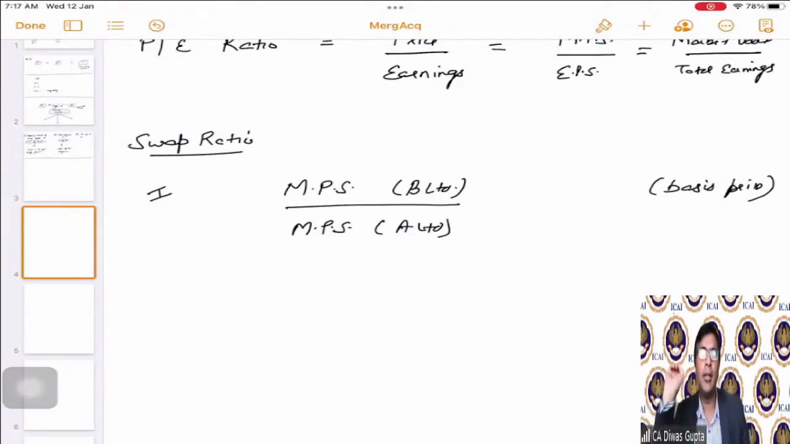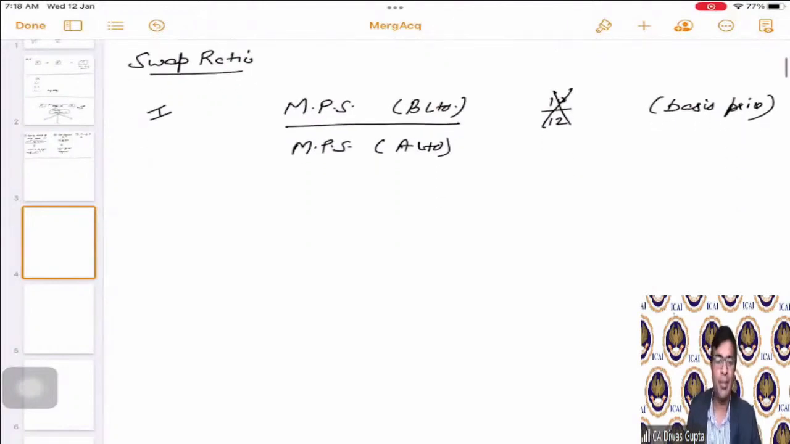This is a very simple calculation in which we take the current market price of the target company and the current market price of the acquiring company, correct? We will come to know, if there is 10 rupees worth of market price that I am acquiring, and my current value, because I am the acquirer, is 12 rupees, then I will be able to pay 10 by 12 as a ratio. Okay. So this is the MPS basis price swap ratio.